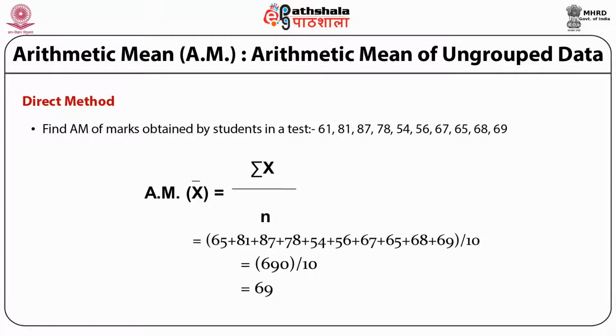Let's look at an example. Suppose we have to find the arithmetic mean of marks obtained by students in a test. Say the marks are 61, 81, 87, 78, 54, 56, 67, 65, 68 and 69. So in order to calculate arithmetic mean, first of all, we sum all these observations from 61 to 69 and then divide it by the number of observations, that is n. In this case, n is equal to 10. So if we sum the observations, we get 690 and n is 10. So arithmetic mean comes out to be 69.